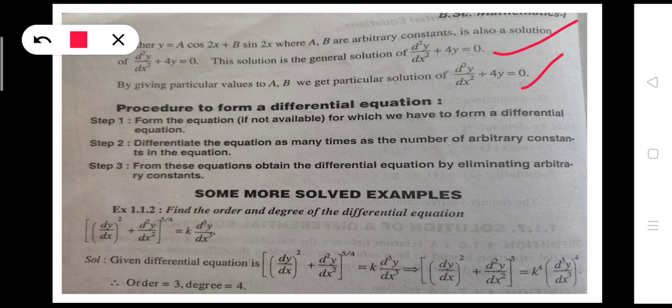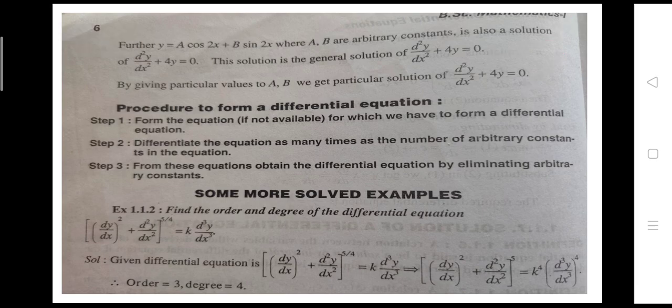Now remove the radicals in this differential equation, that is the fourth root. On both sides we take the fourth power, so the power 1 by 4 cancels on the left side, and the right side is k into d cube y by dx cube whole power 4. So here it is a third order differential equation. The highest order derivative is the order, and the power of the highest order derivative is the degree. So the highest order is 3 and the degree is 4. So order is 3, degree is 4 only.